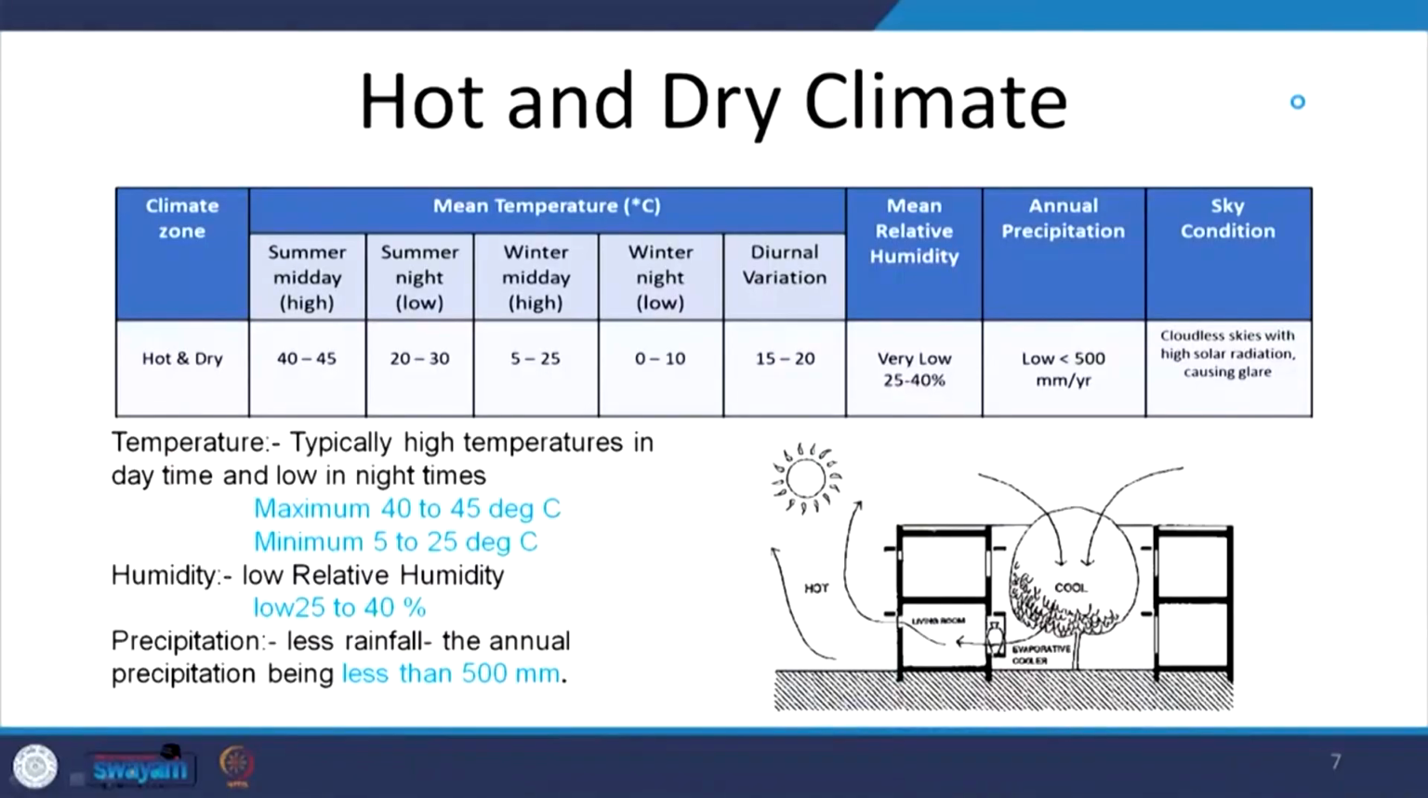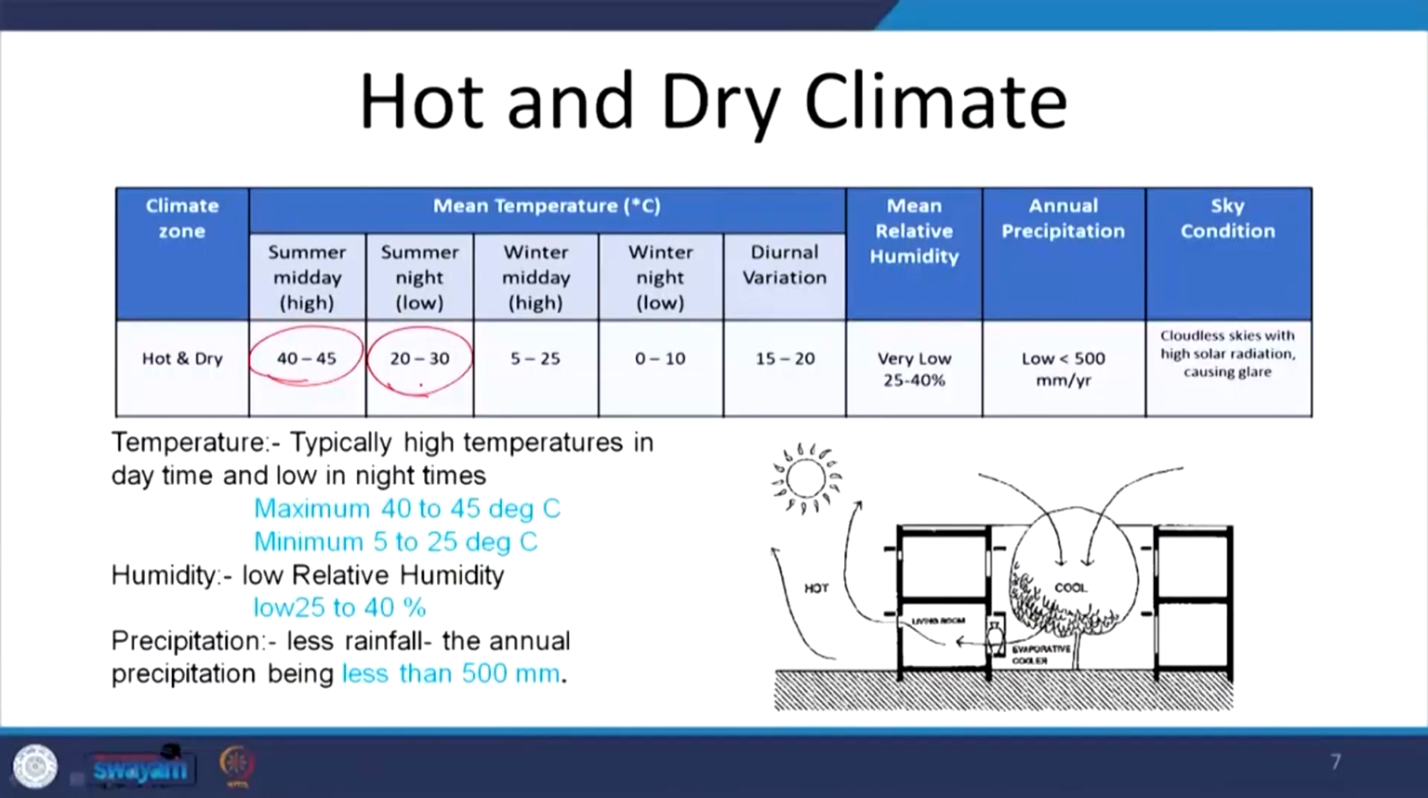Now, in hot dry climate, the summer temperatures are very high. So, summer midday temperatures, the highest temperatures are within the range of 40 to 45, which is a very high temperature. In summer nights, the temperatures fall down and there is a large diurnal range that we are looking at, but they are still within the range of 20 to 30 degrees centigrade. So, the diurnal range is very high. We are looking at a diurnal range of 15 to 20 degrees centigrade.